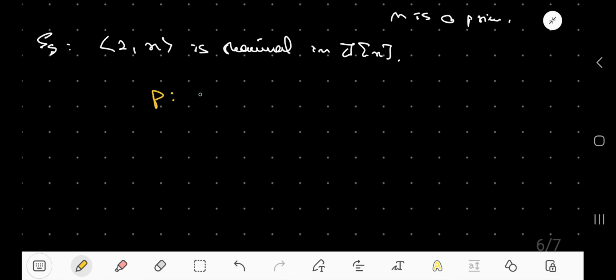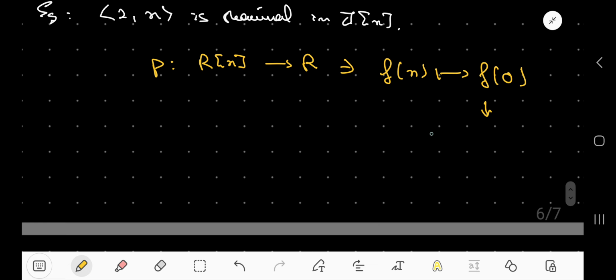If I consider a map P from the polynomial ring to the ring itself, such that any polynomial f(x) is sent to f(0). This is called an evaluation map at 0. We can also evaluate it at any arbitrary integer, say c, in which case we call it the evaluation map at c. So this is the evaluation map at 0, and if you carefully observe, the kernel of this map is all the polynomials which have 0 constant term.